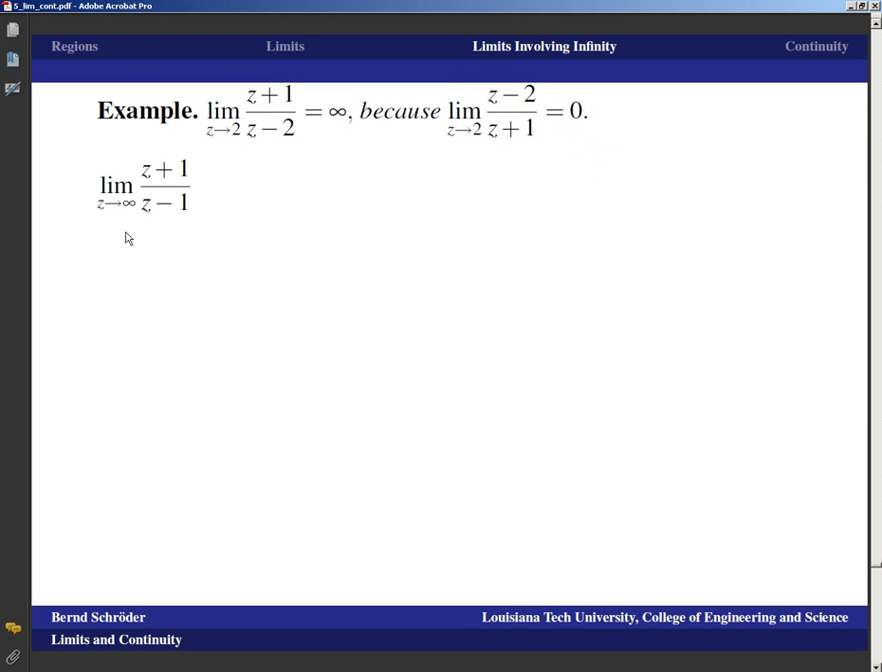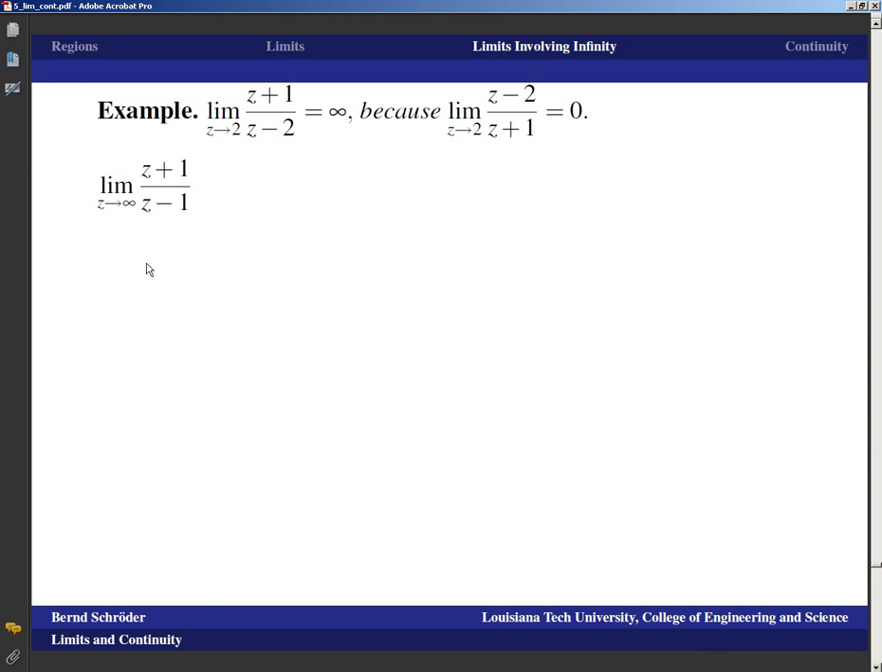Similarly, the limit as z goes to infinity of z plus 1 over z minus 1, well, we know from calculus how to work that, right? You expand with 1 over z in the numerator and in the denominator, and then you get 1 over 1, and that's 1. So that limit would be 1.